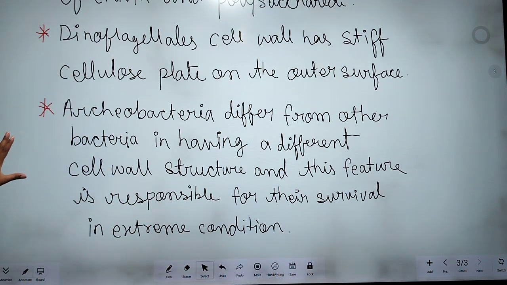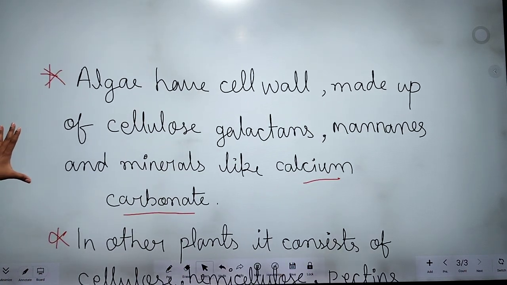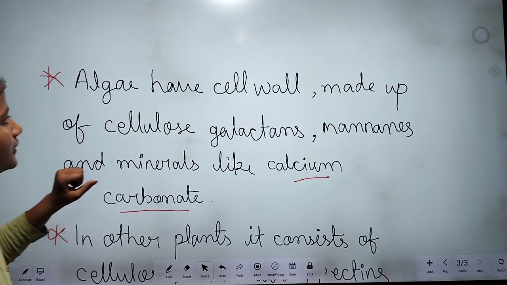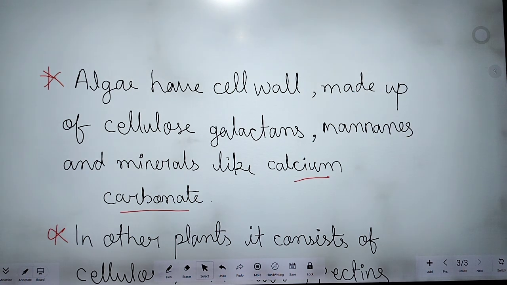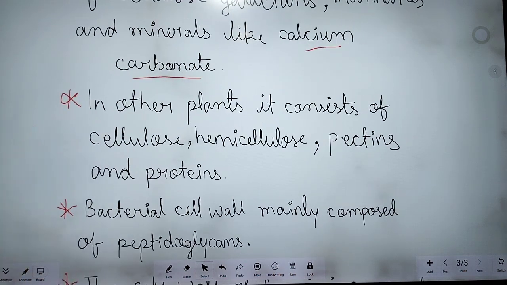Okay, so here are some points related to the cell wall. Algae have a cell wall that is made up of cellulose, glycan, amines, and minerals. Okay, minerals like calcium carbonate. Okay, and in the other plant cells, the cell wall consists of cellulose, hemicellulose, pectin, and proteins. Okay.